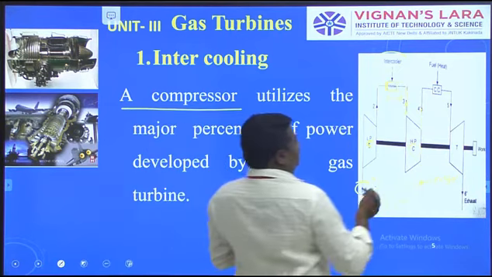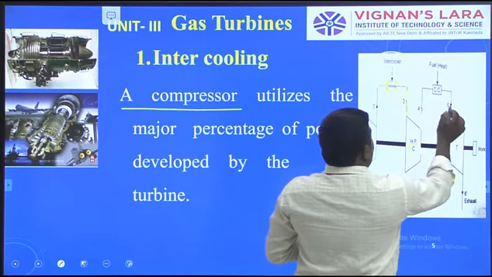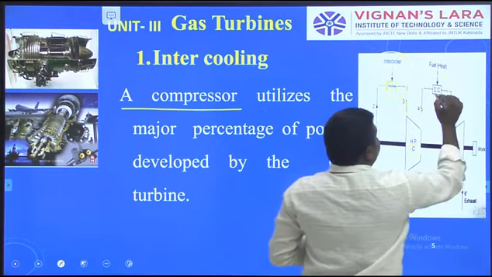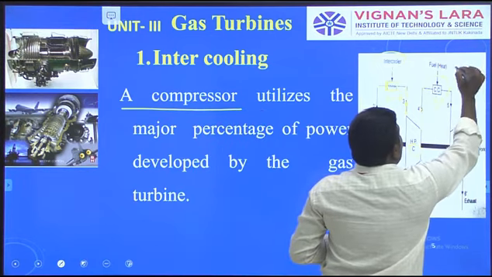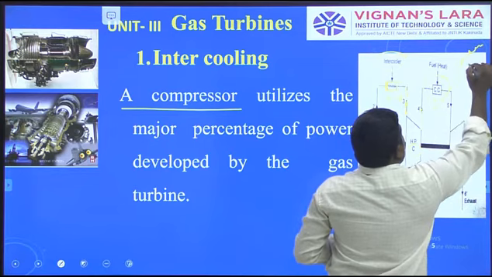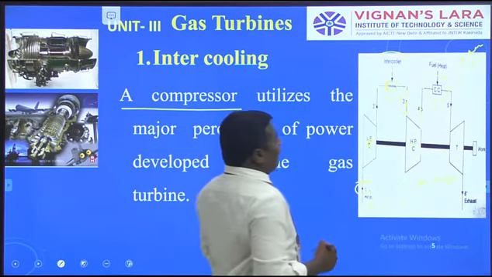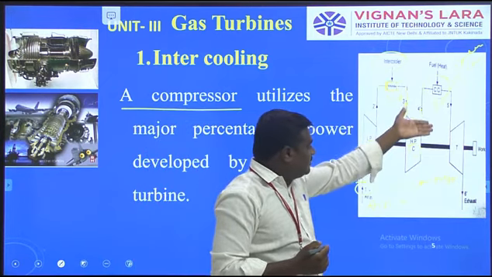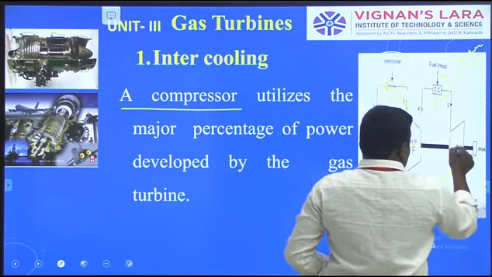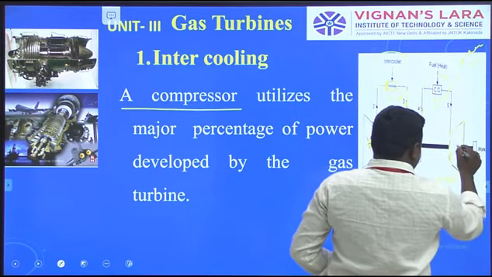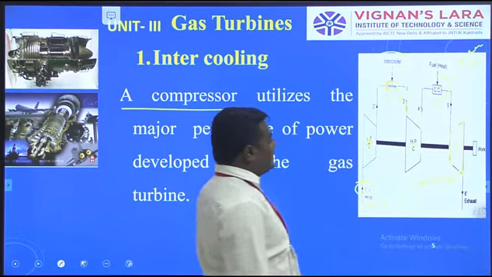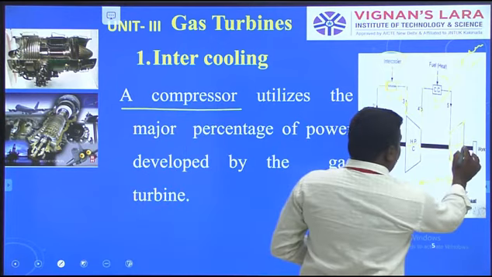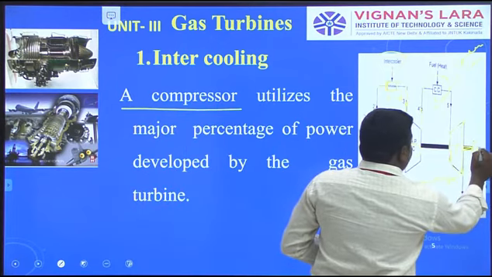Then 4 dash to 5 is the fuel heat, the combustion chamber. Here we can call it CC, the combustion chamber. After completion of that fuel heat in the combustion chamber, the air goes into the turbine. So this is the turbine. In this 5 to 6 dash, it will be exhaust, and work will be done here, that is the work.